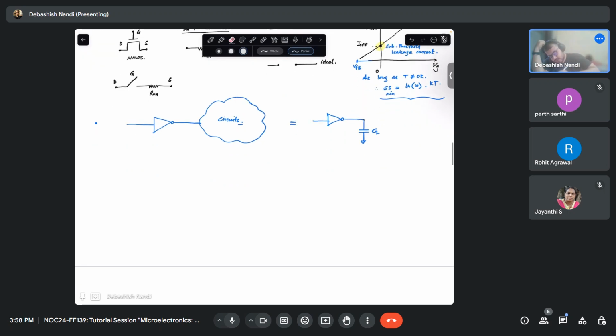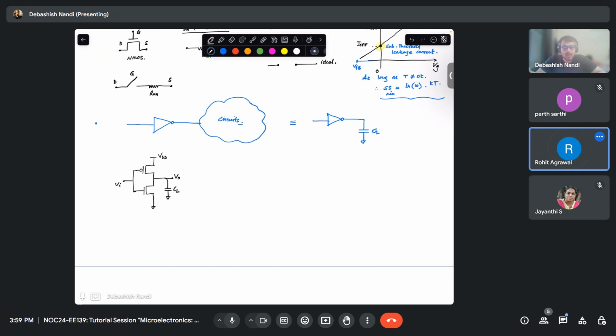So now if you draw your inverter, you have your VDD and you have your load capacitance here. This is how you generally represent it. This is your V output, this is your V input.